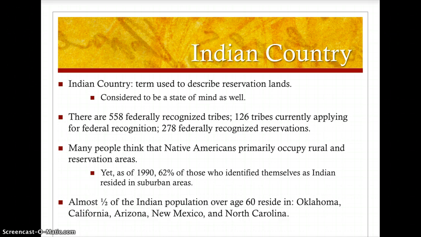Indian country is a term used to describe reservation lands. However, it is also considered to be a state of mind. Many people think that Native Americans primarily occupy rural and reservation areas. Yet as of 1990, 62% of those who identified themselves as Indians resided in suburban areas. And almost one-half of the Indian population over the age of 60 reside in Oklahoma, California, Arizona, New Mexico, and North Carolina.